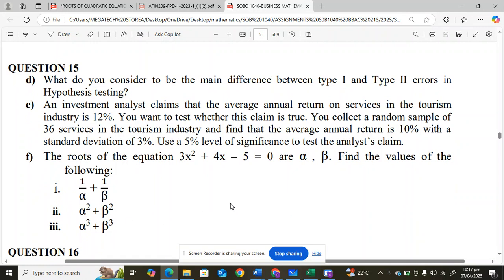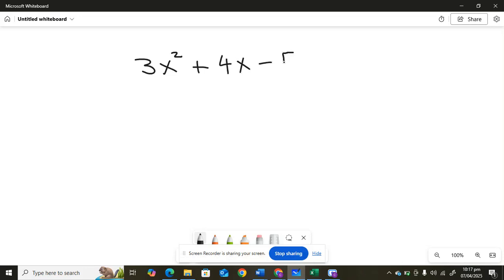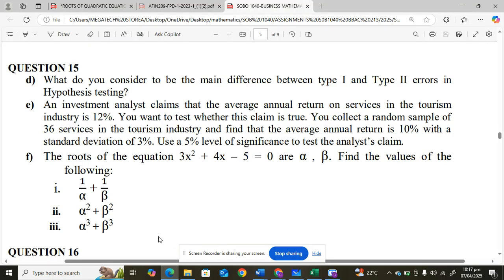Okay, so let me just transfer this to the board. So it's 3x squared plus 4x minus 5 equals 0.